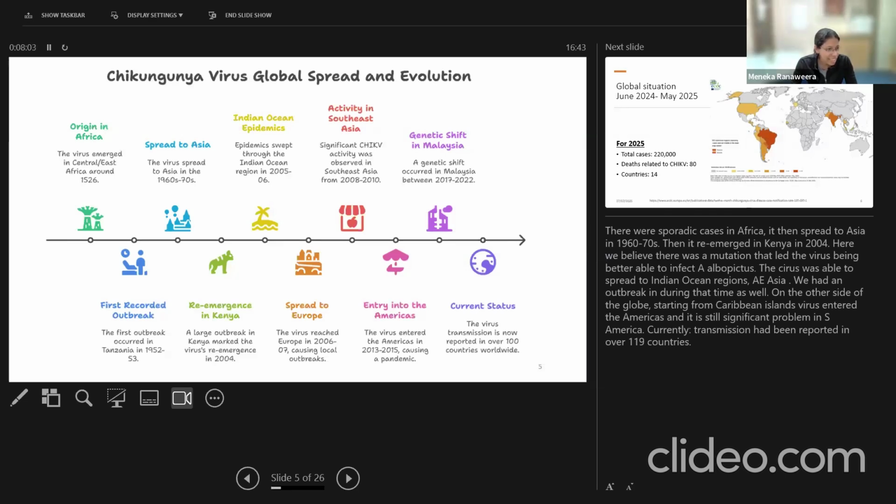And then on the other side, starting from the Caribbean islands, the virus entered the Americas, and we still have a significant problem in South America. The current status is that virus transmission is now reported in over 100 countries worldwide.